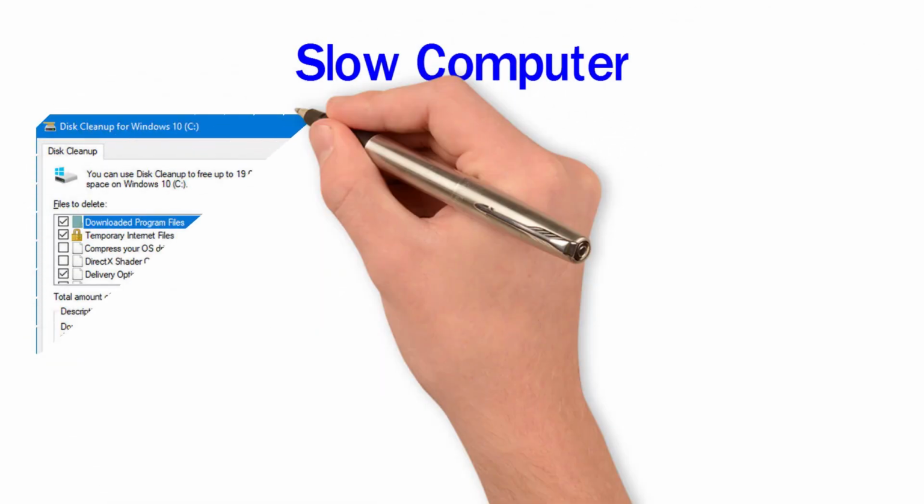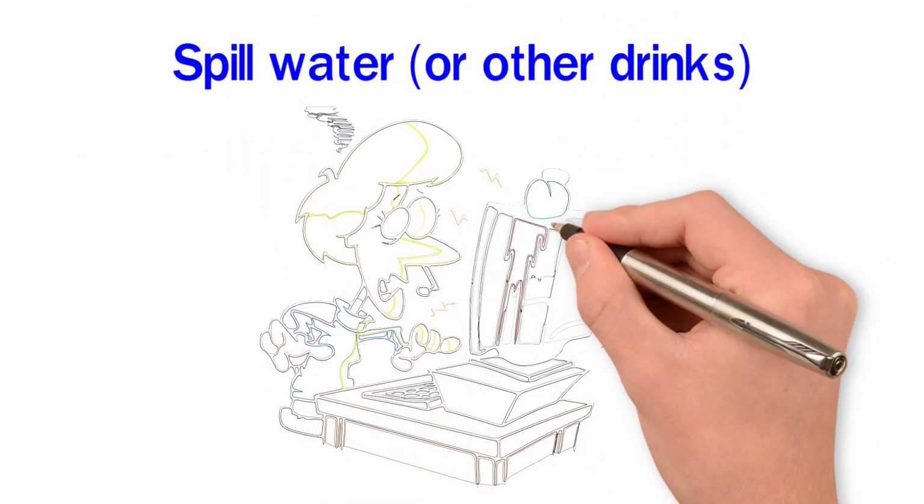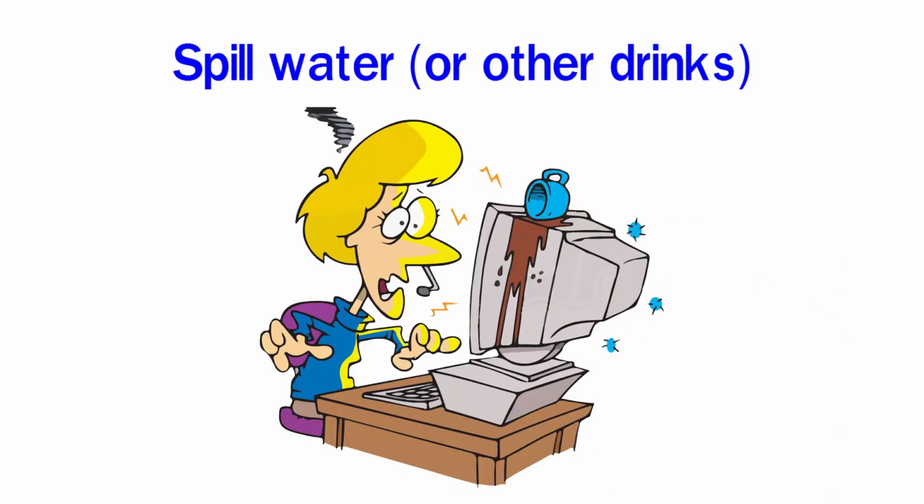Slow computer. If your computer is slower than normal, you can clean the hard disk of unwanted files and install a firewall or antivirus program. Spill water or other drinks. To drop water or another drink by mistake. You should be careful if you drink things while you use the computer.